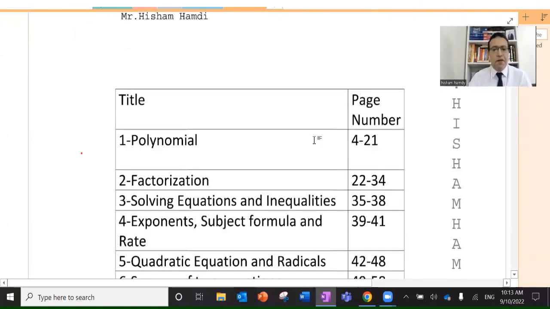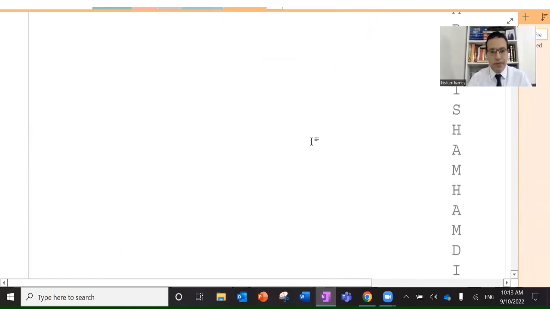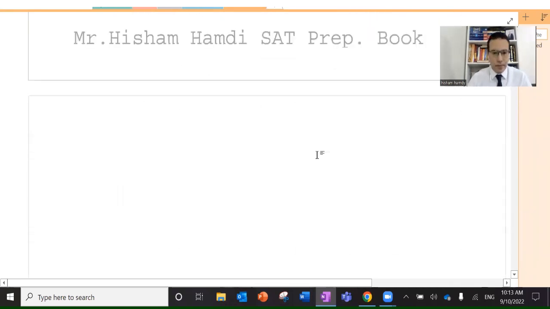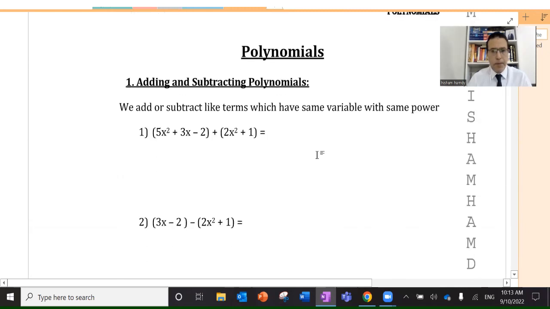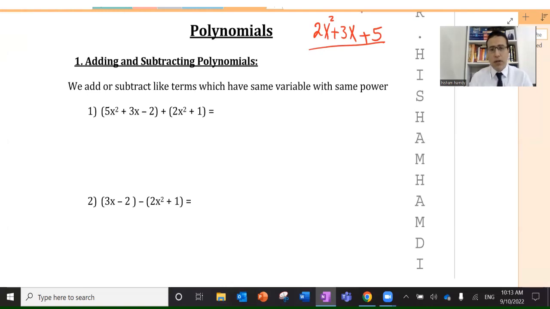Bismillahirrahmanirrahim. Let's go to the first title in our book and our preparation course, the polynomial. What do I mean by polynomial? I mean by polynomial any equation that consists of variables and constants. For example, 2x plus 3 is called a polynomial. If it's 2x squared plus 3x, it's also called a polynomial. If it's 2x squared plus 3x plus 5, it's also called a polynomial.